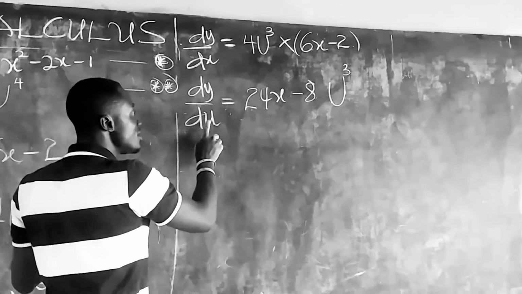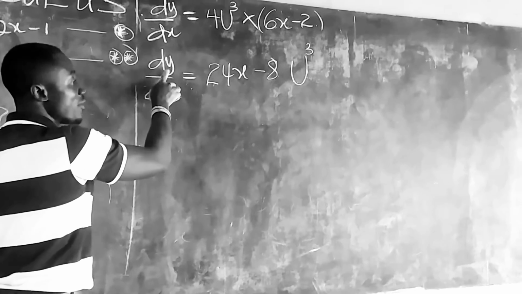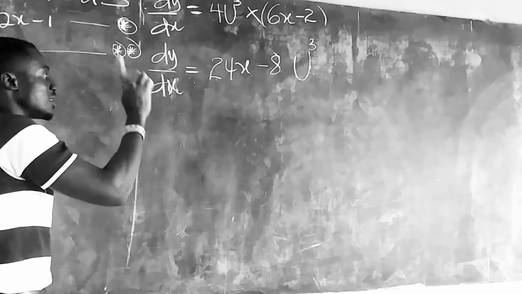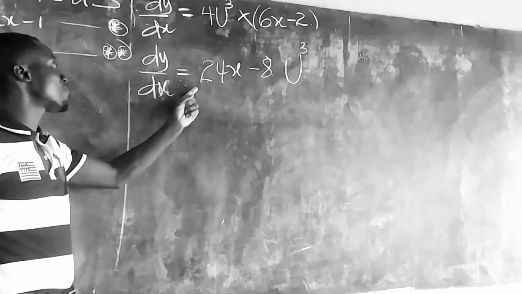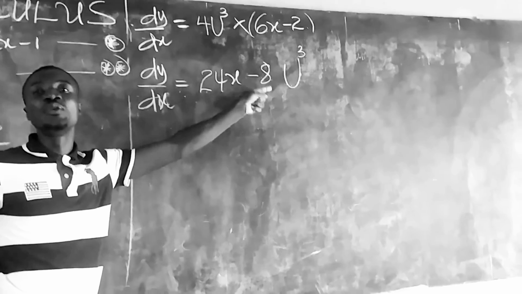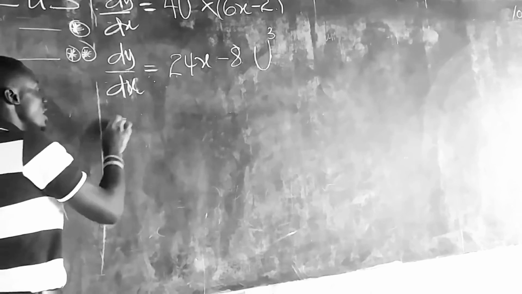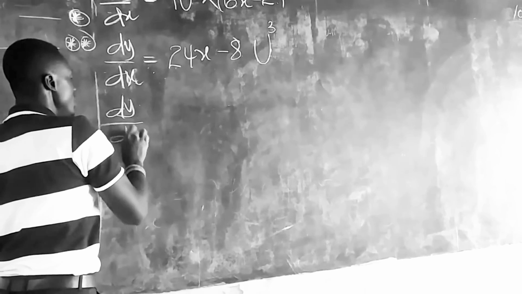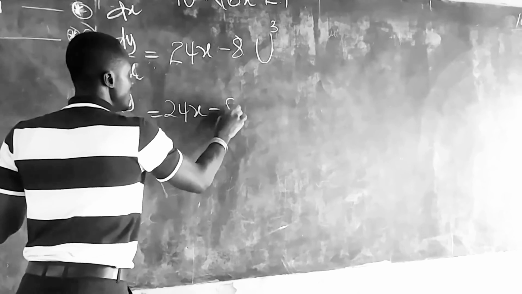We are differentiating this function, the y function, with respect to x, meaning that in your final answer, the only variable that you should expect is x. But now we have u here. So how do we do away with the u? So your dy dx is equal to 24x minus 8.